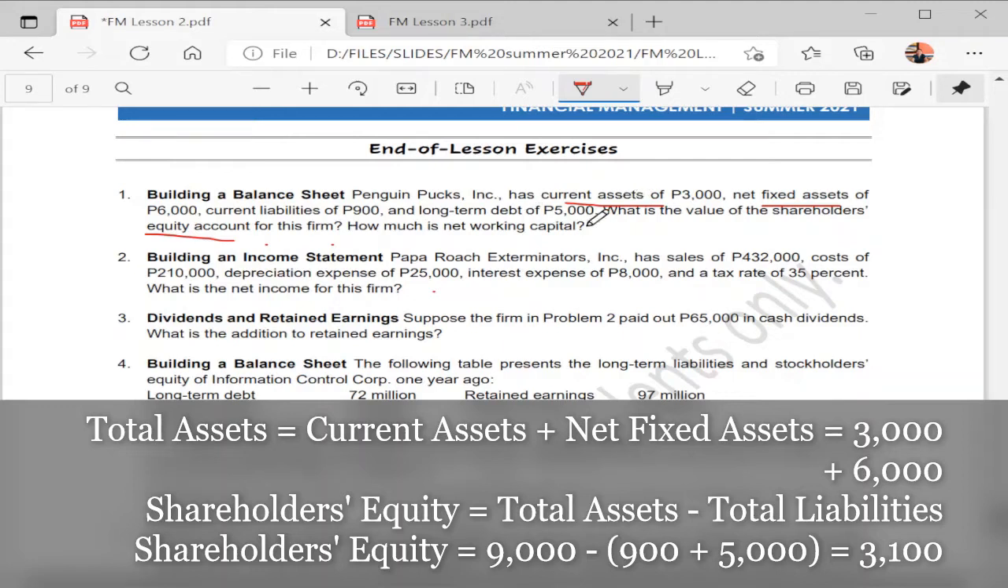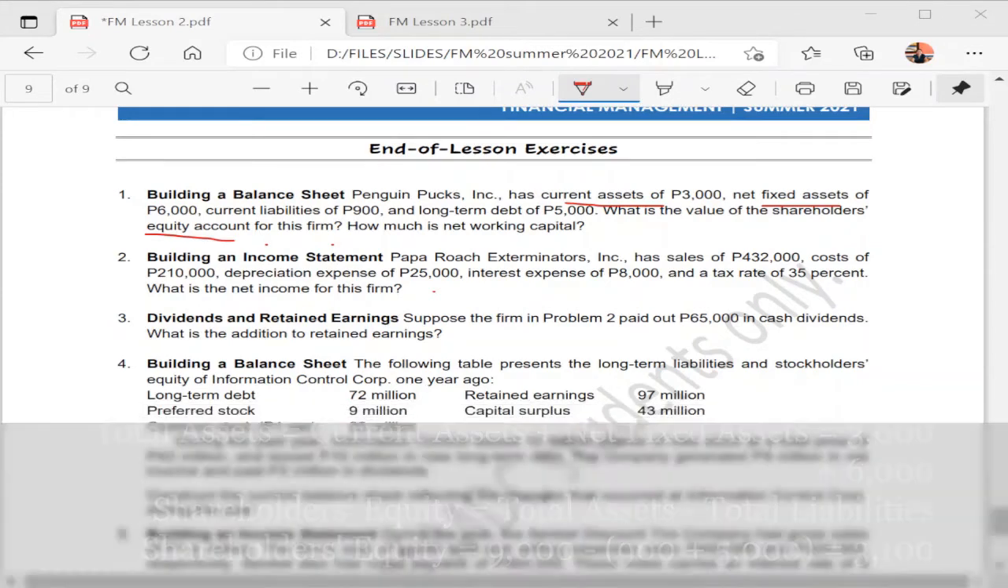We have the total assets, that is the sum of your current and your net fixed assets. This is our long-term asset. So the total is 9 million, and we deduct all the liabilities to get the residual amount, which is the equity. So 3,000 plus 6,000 is 9,000. And then we deduct 900 and 5,000. So the answer would be our equity is 3,100. So your answers are correct.